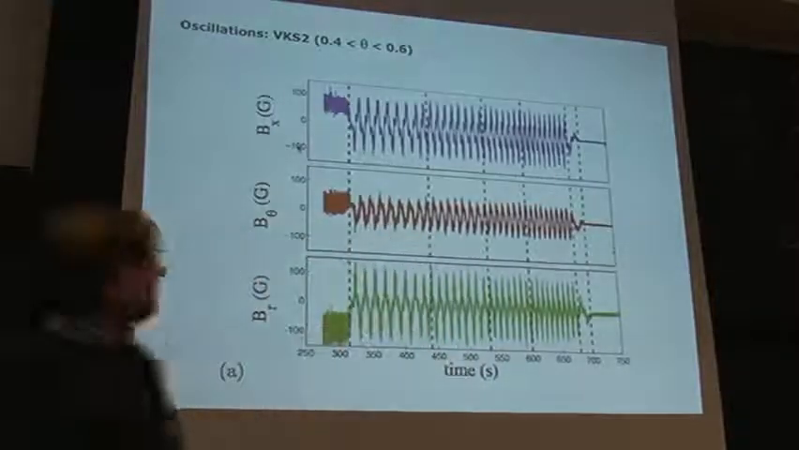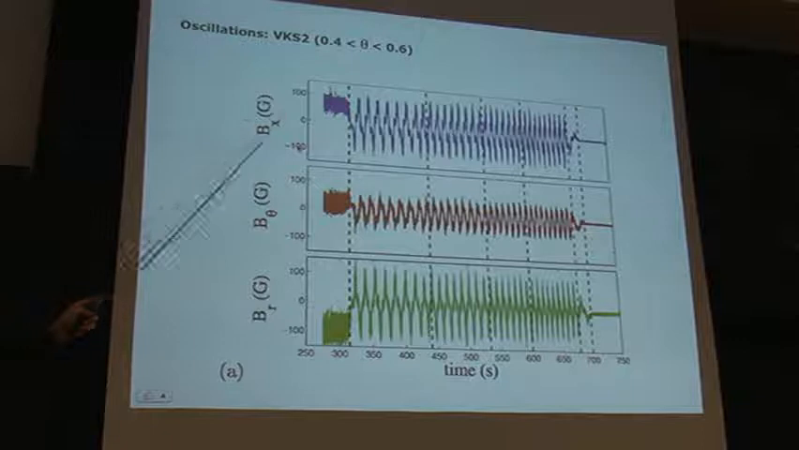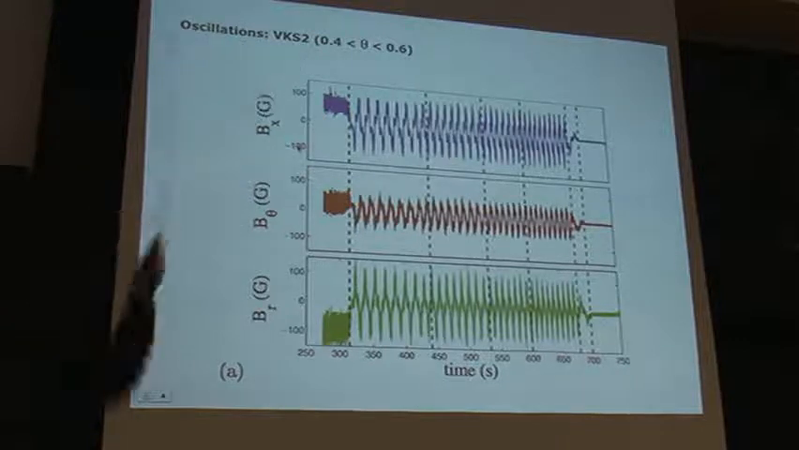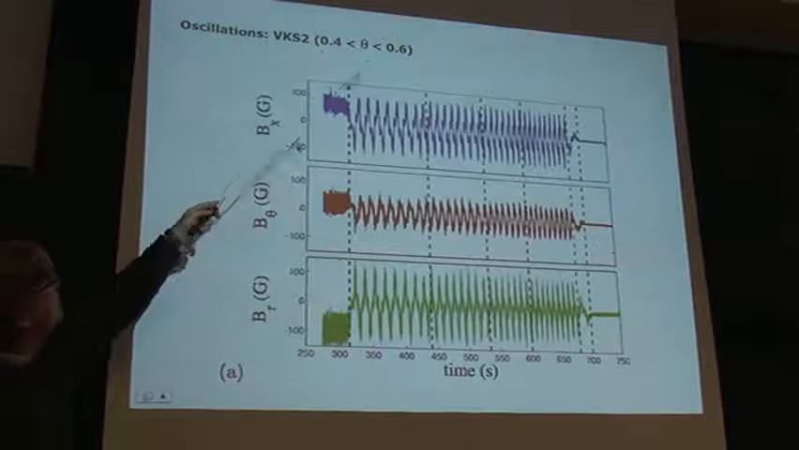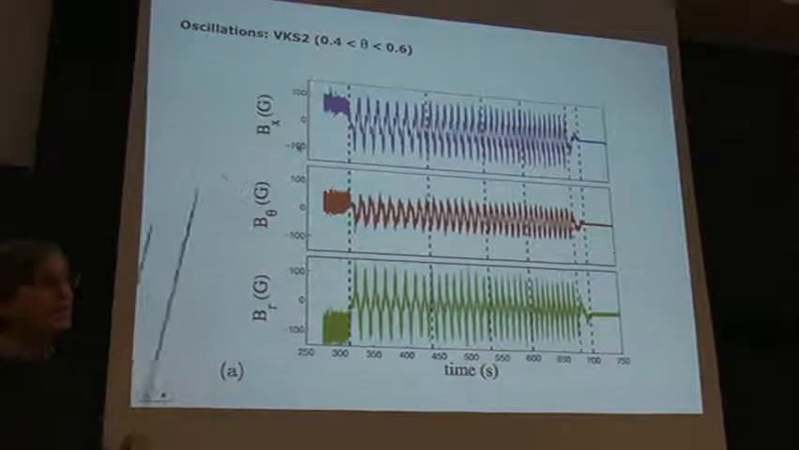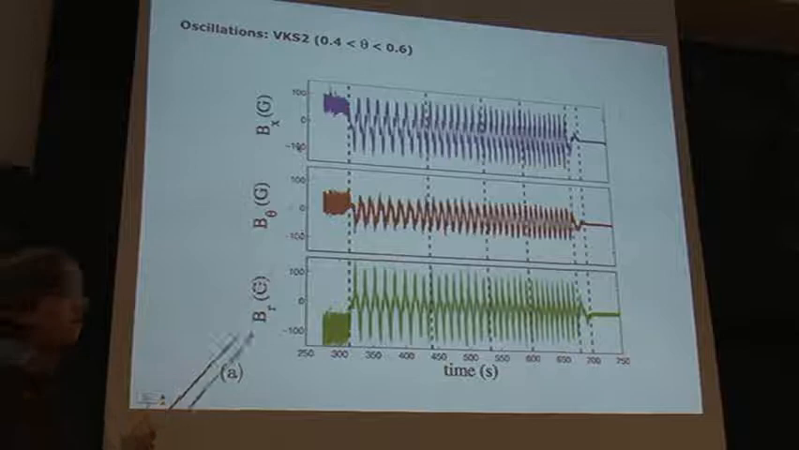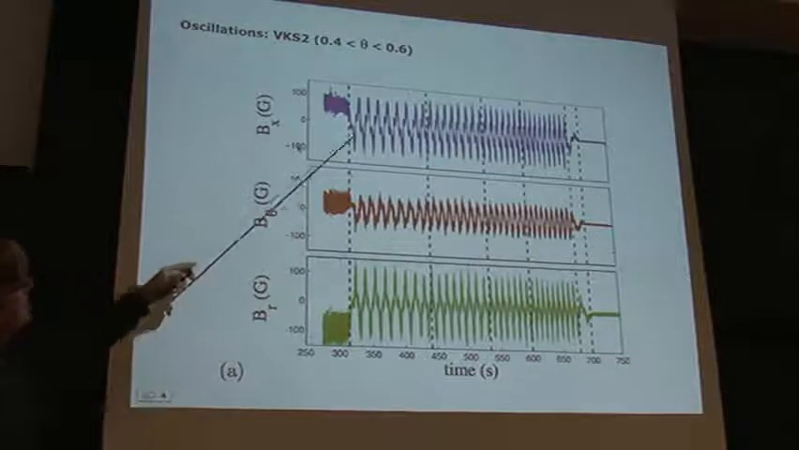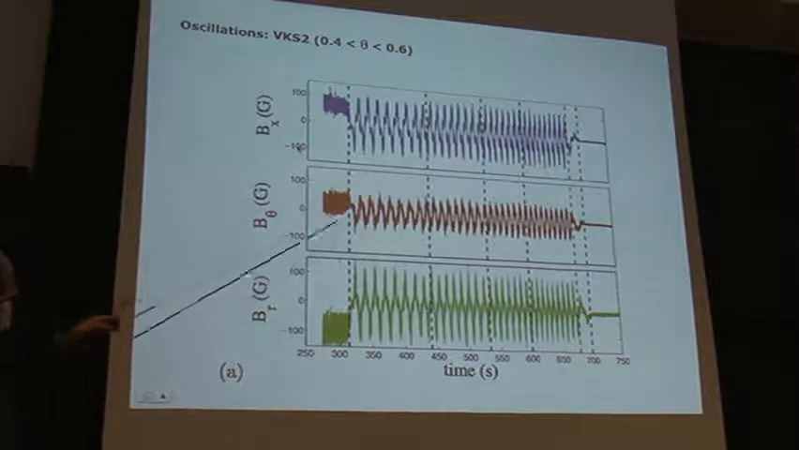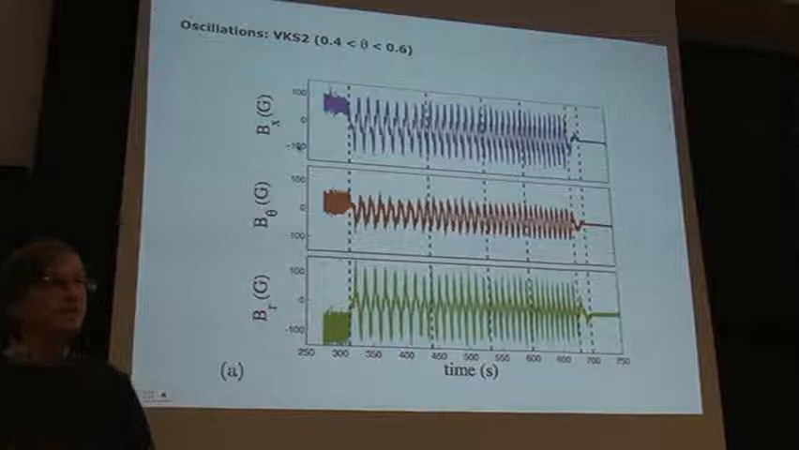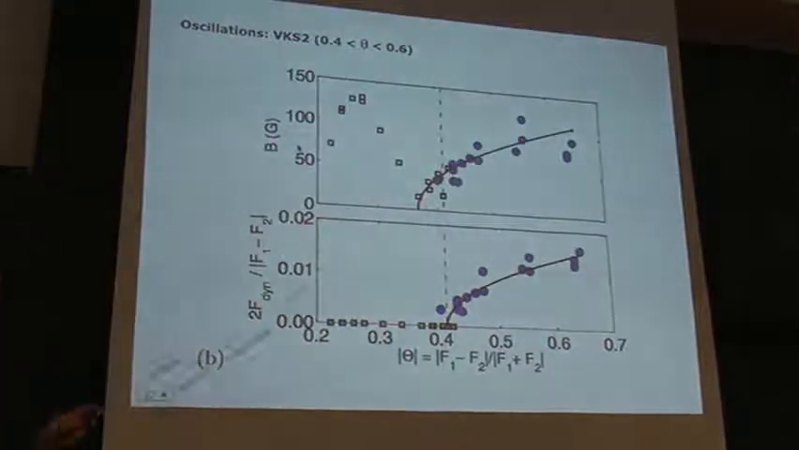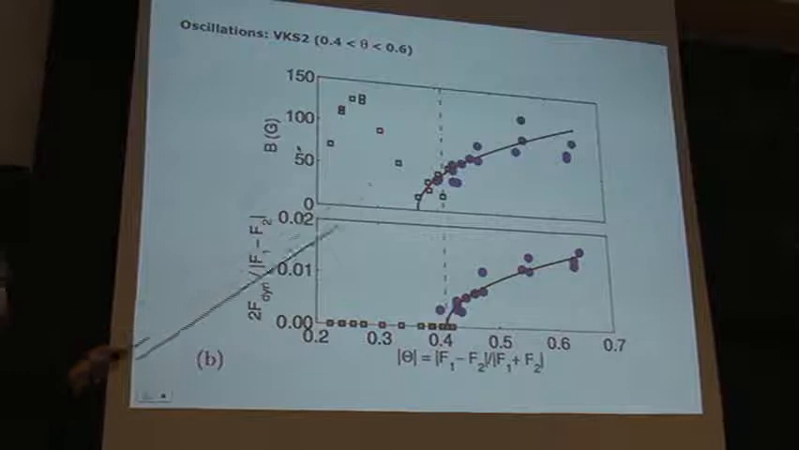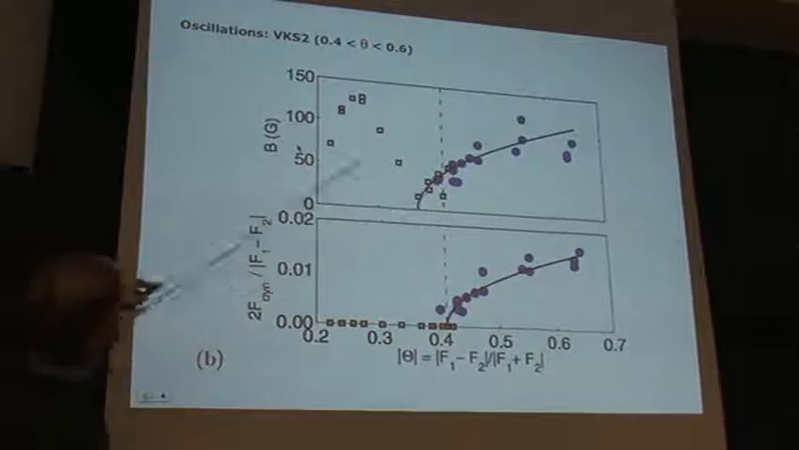All right. Here's another thing. As you increase theta, you go into an oscillatory regime, and when you go from theta equal to 0.4 to 0.6, that is increasing the rotation of one disk with respect to the other, you get a time series where the oscillations happen faster and faster.